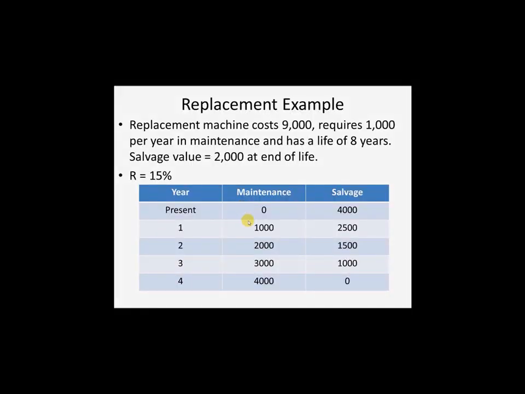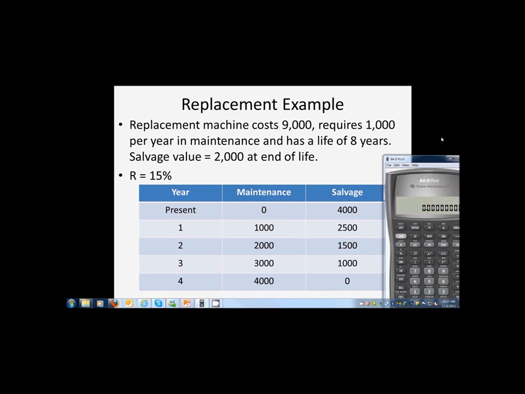Okay, here we go with our replacement example. The first information that we get is about the replacement machine. It's going to cost us $9,000 in year 0. It's going to require $1,000 per year in maintenance and has a life of 8 years. In that last year, we can sell it for $2,000, and the discount rate for this project is going to be 15%. So the first thing we need to do is find out what is going to be the equivalent annual cost of that machine.